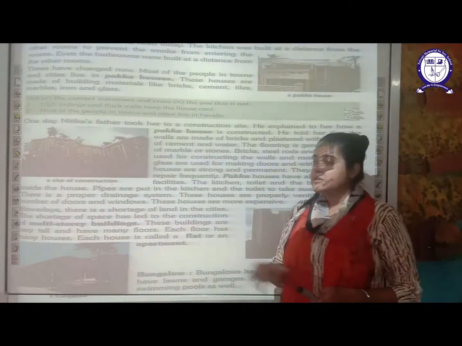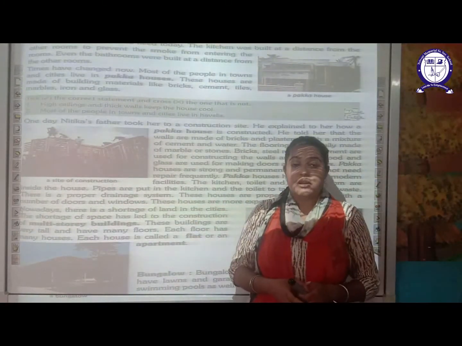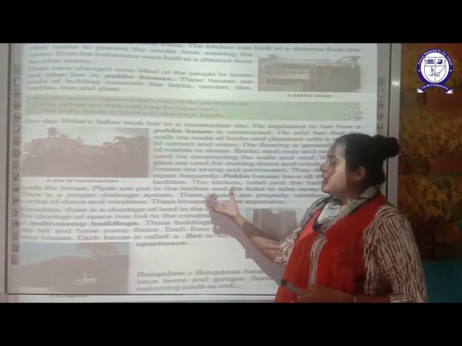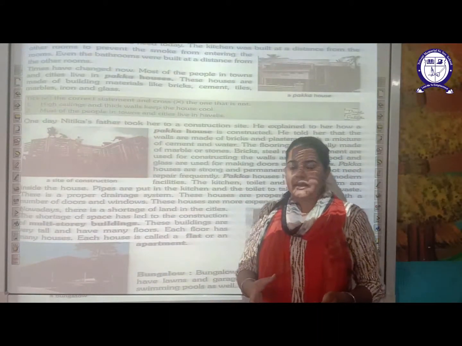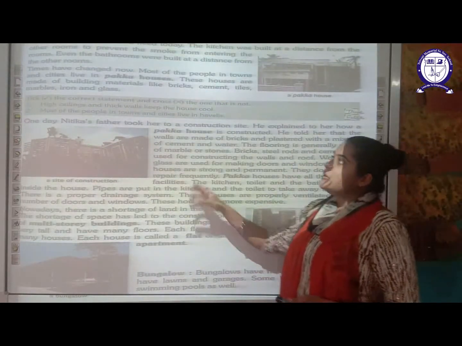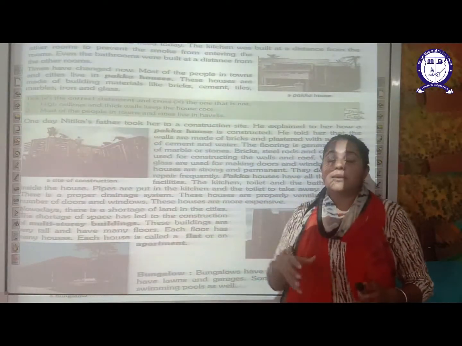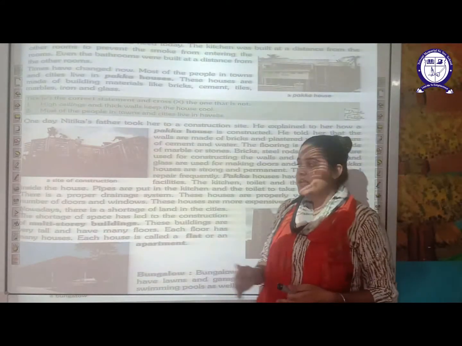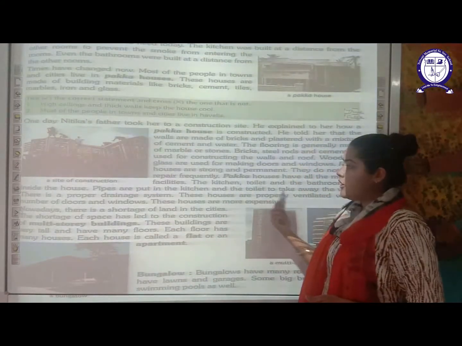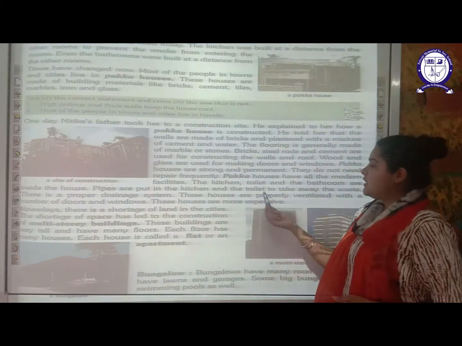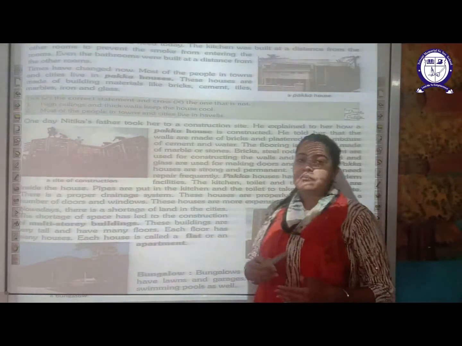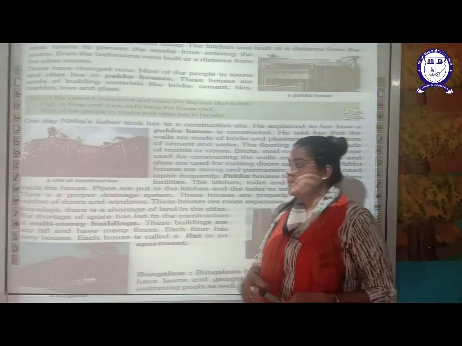So you might have observed, students, that in the houses in which you live nowadays there is an attached washroom. The kitchen is also inside the house, but in earlier days the kitchen as well as the bathroom were kept at a distance away from the room. These are the modern facilities, and you can see pipes are also put in the kitchen and the toilet to take away the waste. That means there is a proper drainage system nowadays.